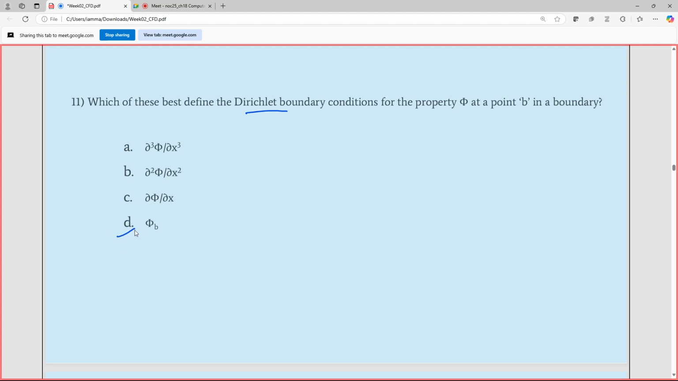The answer is option D, that is phi at B. So there are three different types of boundary conditions: Dirichlet, Neumann, and Robin. These are three simple types of boundary condition. This Dirichlet boundary condition is similar to the explicit implementation of boundary condition.